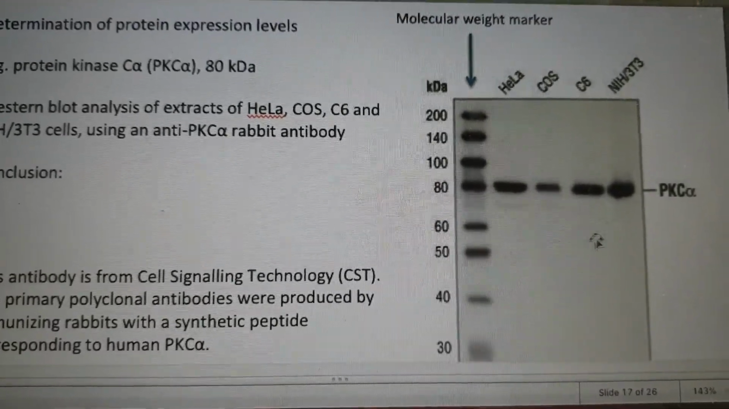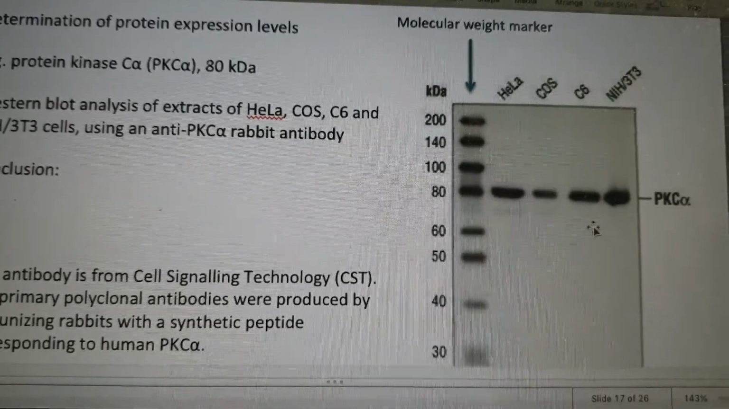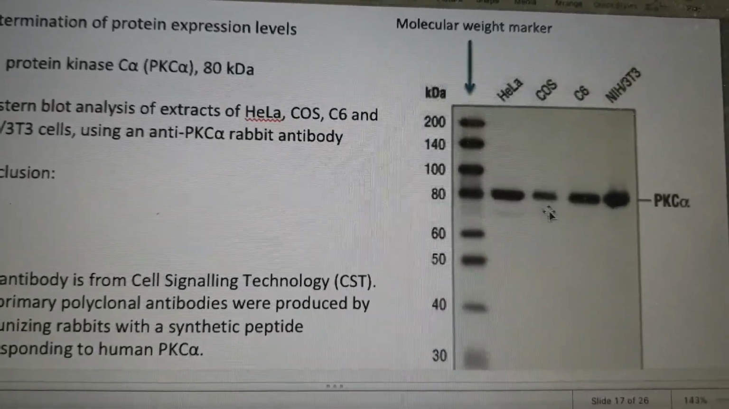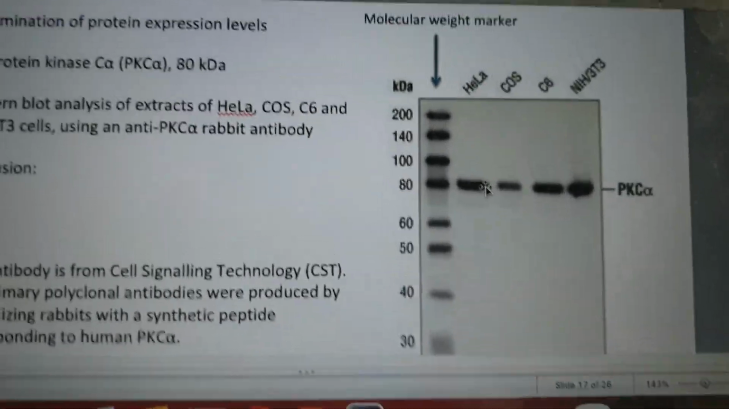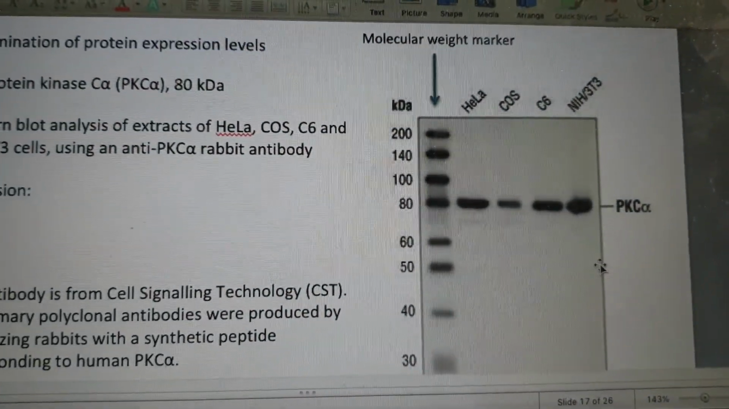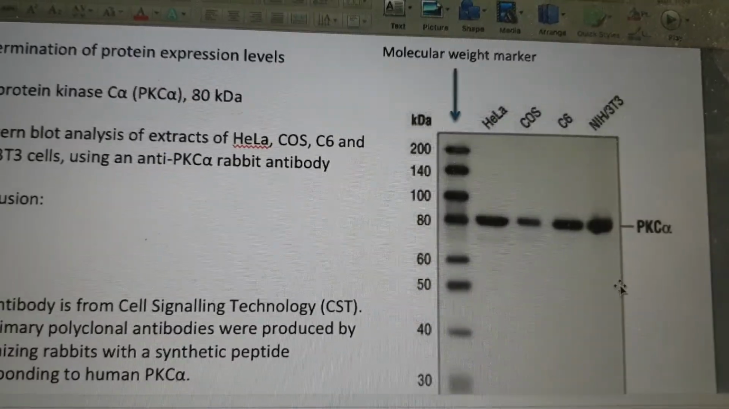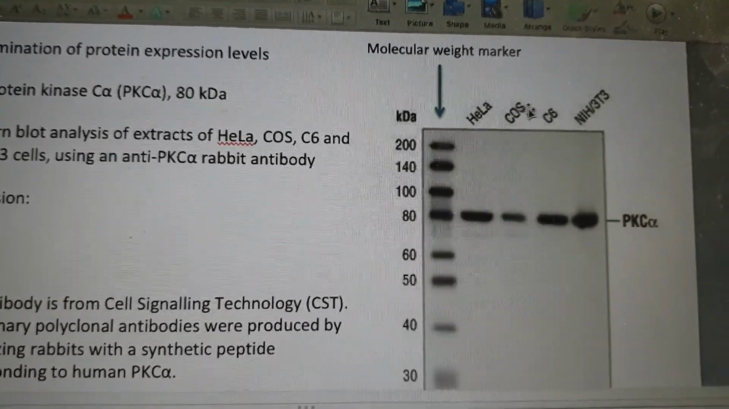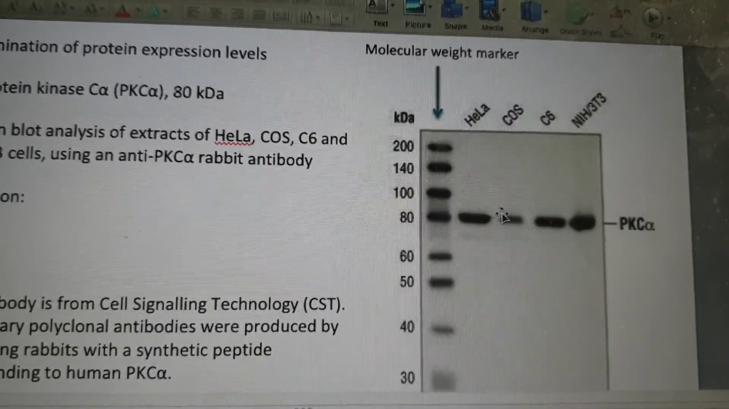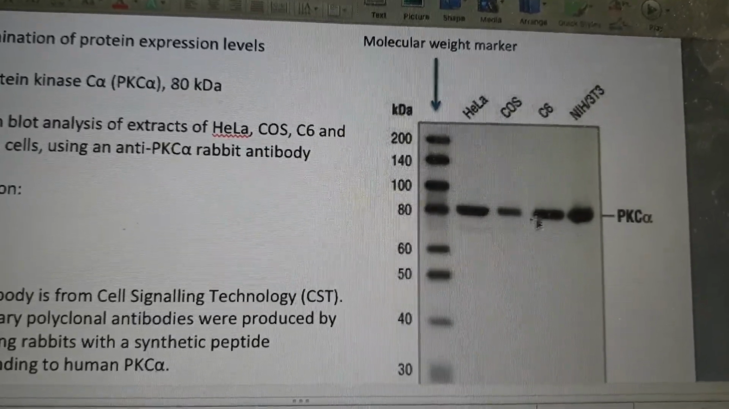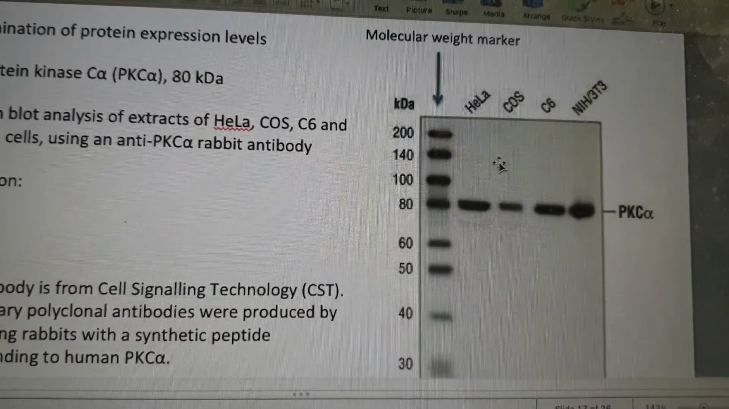We can see the HeLa and the C6 cells have relatively the same signals, which means they probably have the same amount of PKC alpha in their cells, whereas COS has the weakest signal out of the 4 cell lines. So what does this mean? Remember that our Western blot is picking up how much protein was in the cell. So whilst there was the least amount of protein kinase C alpha in the COS cell, we see that the signal is weakest because there are fewer antibodies still present in this cell line. Why would there be fewer antibodies?